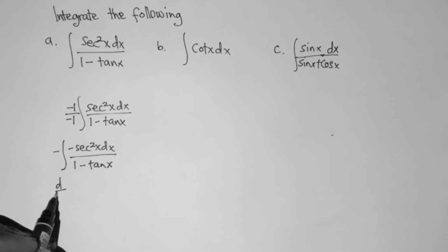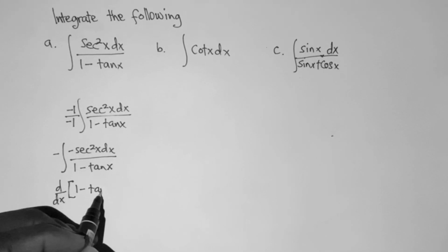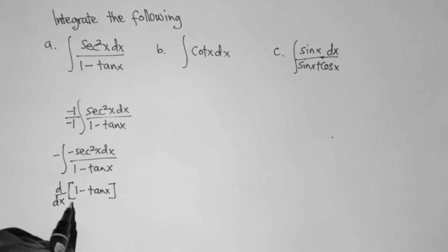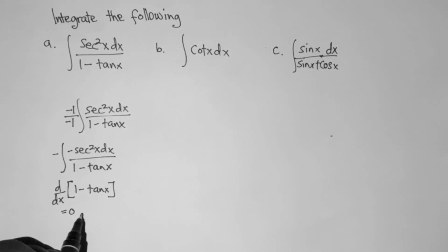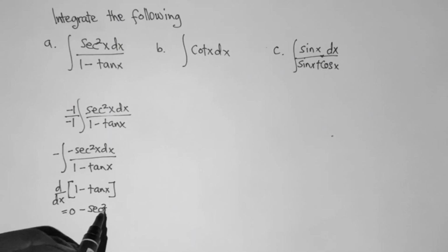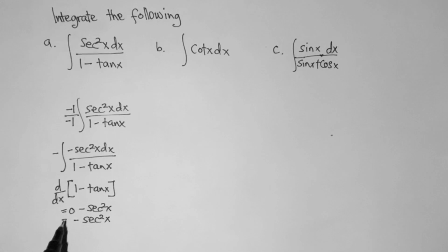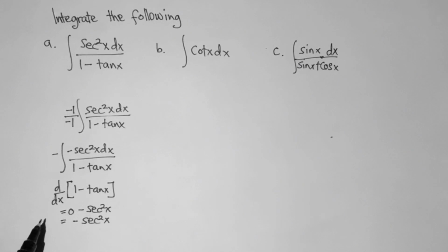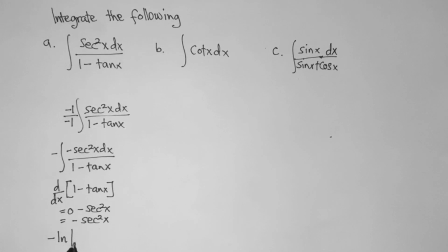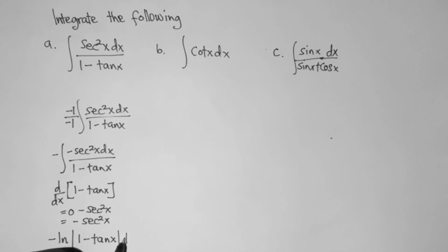So what is the differentiation d dx of 1 minus tan x? If you differentiate 1, it is 0. And if you differentiate minus tan x, it becomes minus sec squared x. So it is equal to minus sec squared x. So if we differentiate the denominator, we get the numerator. And therefore, the answer becomes minus the natural log of the absolute value of 1 minus tan x plus c.